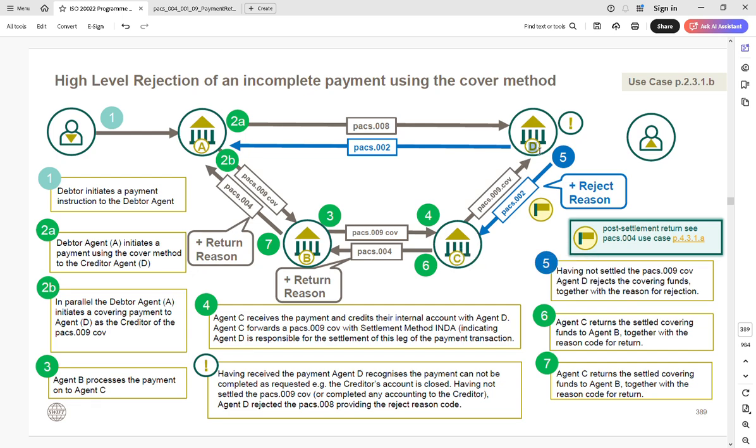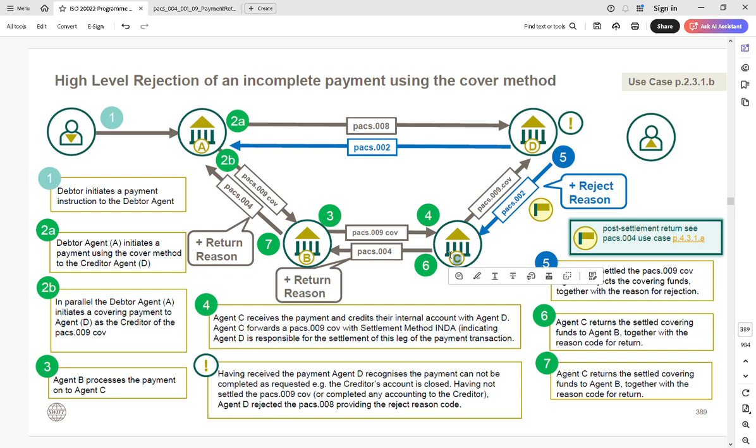So from agent D it will send a PACS.002 with account is closed status message. Till now, account is closed status message, but between C and B the payment is already settled, because payment is settled from A to B and B to C, but C to D is not settled. Between C to D, what happened? We are sending a status message which says payment is rejected. That's why we are sending here PACS.002.